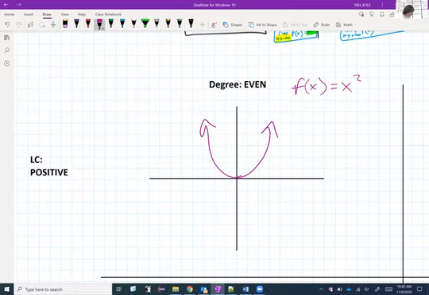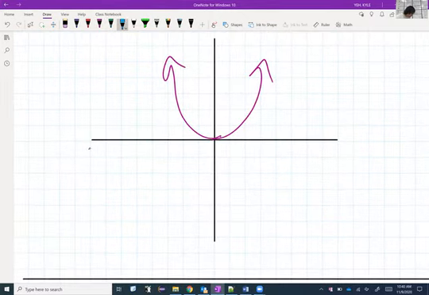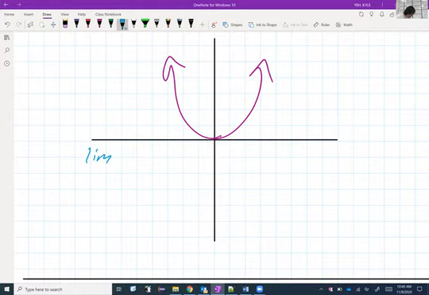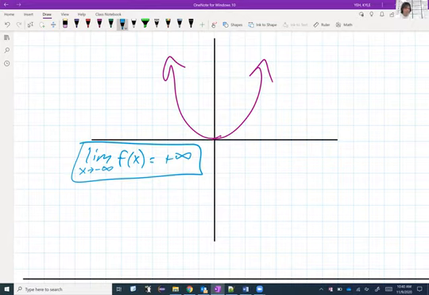So let's practice writing these limits. Two limits, one for the left-hand side, one for the right. So the limit as x is approaching negative infinity of f of x. What is happening to my graph as I go left, left, left? I'm going up, up, up, up, up. And so I'm going to say positive infinity. The limit as x approaches negative infinity of f of x is positive infinity.